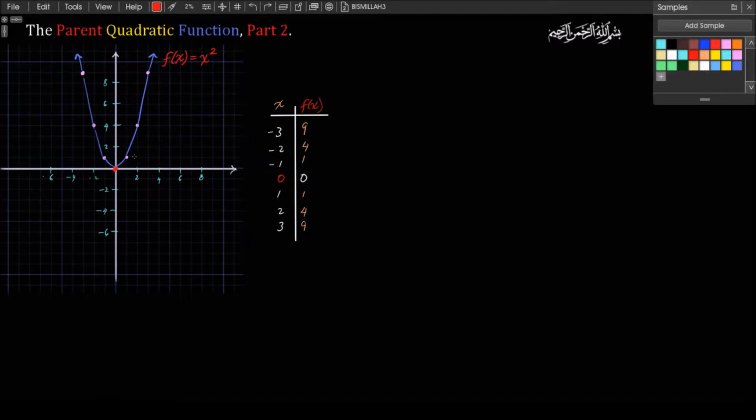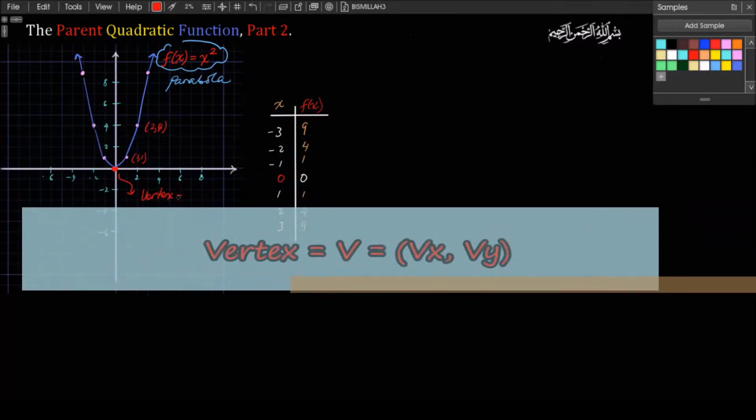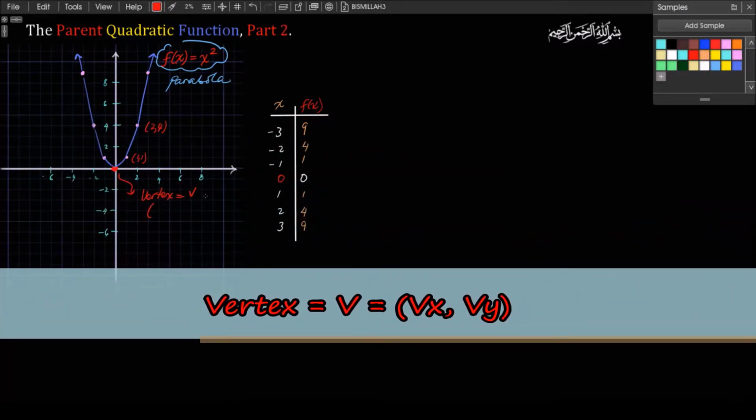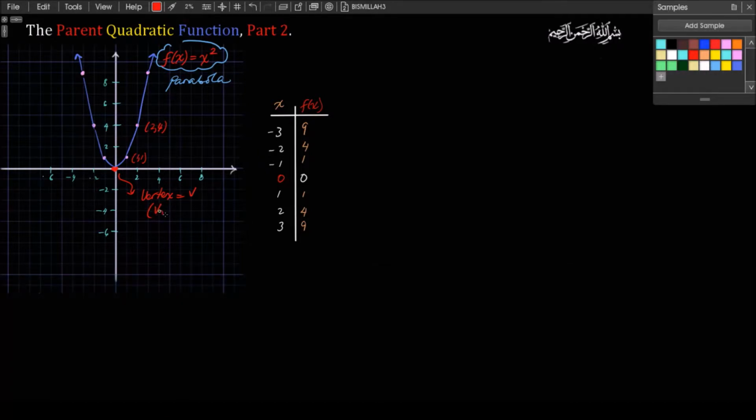This was 0, 0, and this was 1, 1, and this was 2, 4, for example. And the graph this produced was a graph of this parent quadratic function. And we have said that this is a parabola. And this point here, this turning point, if you recall, we'd call that the vertex. The vertex, or V, had an ordered pair. In this case, this was 0, 0, and we had labeled that Vx and Vy. In other words, Vx was 0 and Vy was also 0. The x-coordinate of the vertex and the y-coordinate of the vertex were both 0.